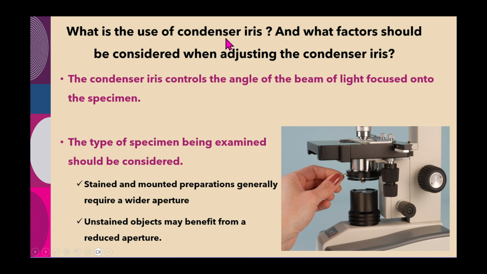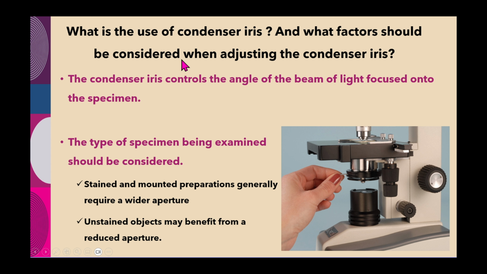What is the use of the condenser iris? What factors should be considered when adjusting the condenser iris? The condenser iris controls the angle of the beam of light focused onto the specimen. Here we have the angle of the beam of light, which can be controlled by the condenser iris. Basically, the type of specimen being examined should be considered.